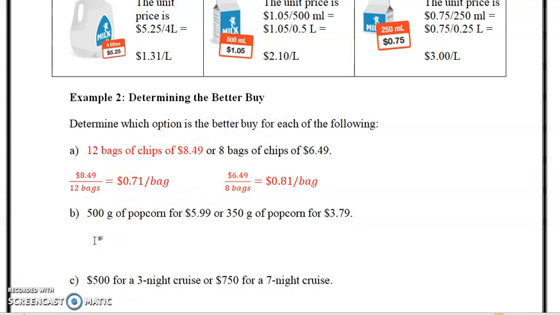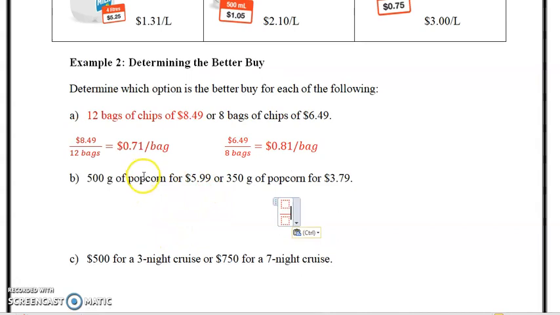Question number B. 500 grams of popcorn for $5.99 or 350 grams of popcorn for $3.79. Usually what will happen here is they'll put both into per 100 grams. It doesn't make a difference. Right now we'll just do per gram. I think there's an example that we see a little later on for that.